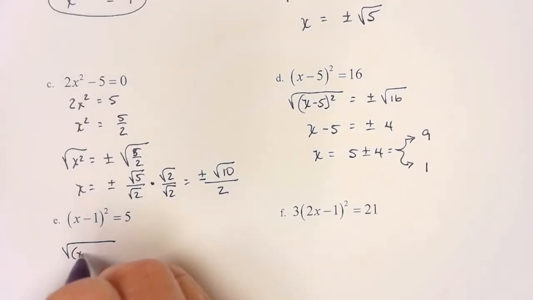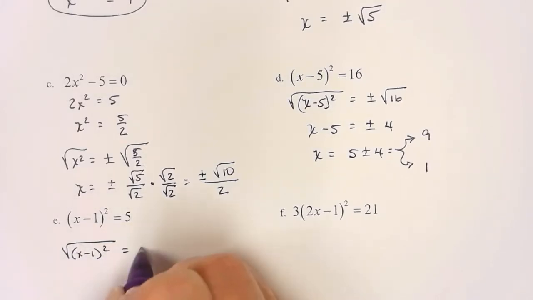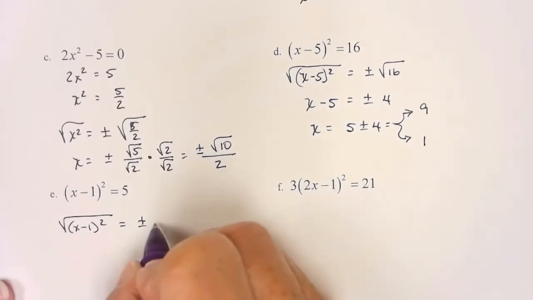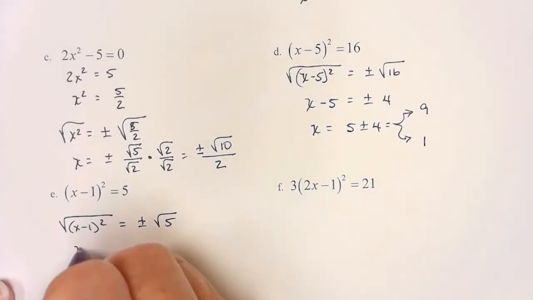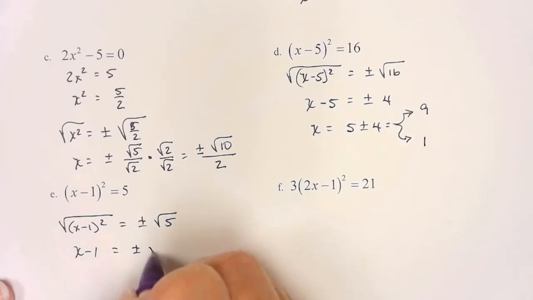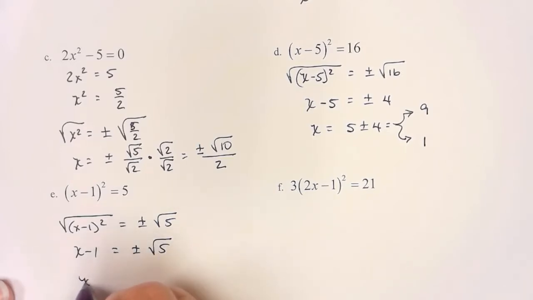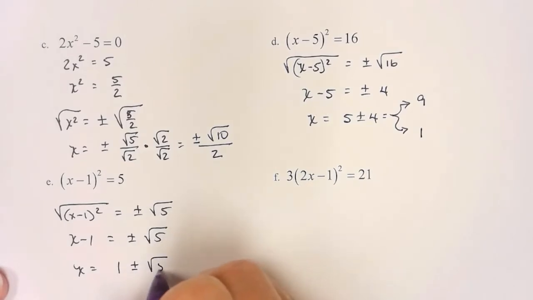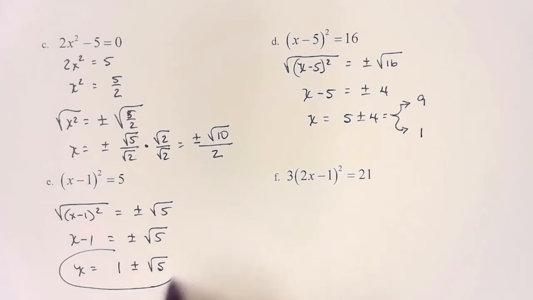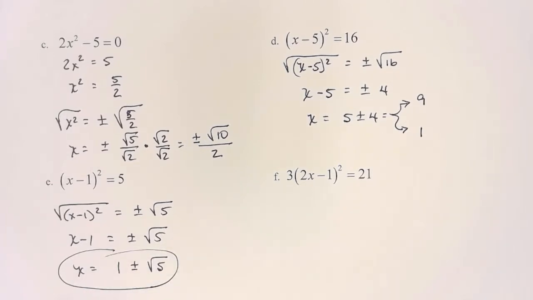My quantity is already isolated. Plus or minus square root of 5. Add 1. Always put it in front of the plus or minus. And since that's not a perfect square, that's my answer. Now listen, I've got x equals 1 plus or minus square root of 5. So I've got two answers on that one.